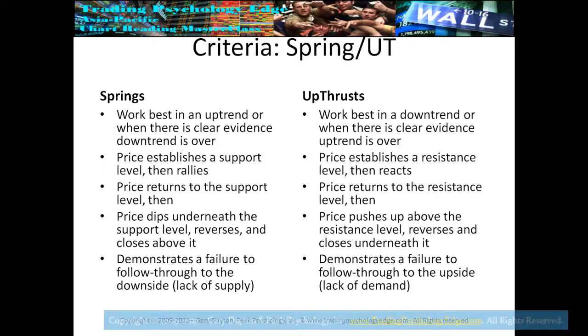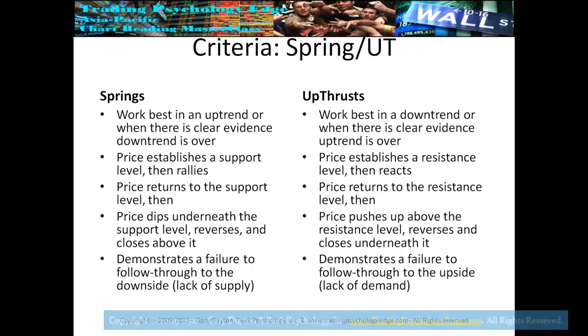So on a spring, the price puts in that support, then rallies off of it. It comes back to that support level, dips underneath of it, reverses, and then closes back up above it. And the key idea here is that it's demonstrating to us that there's a failure to follow through to the downside, that there's a real lack of supply there. And we anticipate that buyers will see that and drive price up, oftentimes very aggressively.